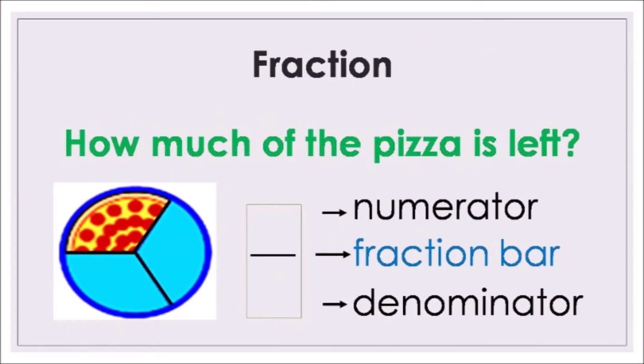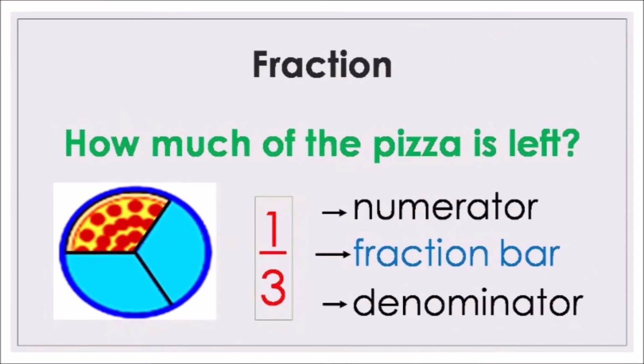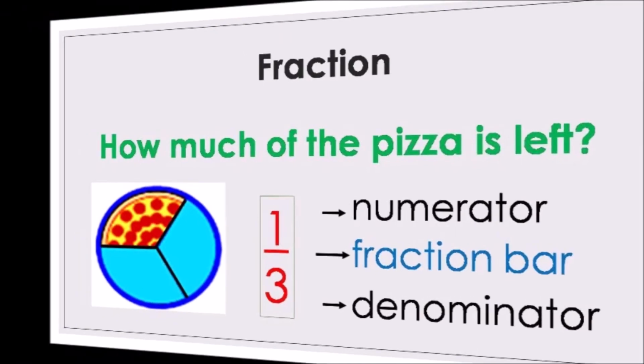Now, you do this one. How much of the pizza is left? I need you to give me the numerator and give me the denominator. What number would be the numerator? What number would be the denominator? Here's the answer. Yes, the numerator is 1. 1 piece is left. The denominator is 3 because there are 3 equal slices. So the number of equal parts is the denominator. That can never be 0.